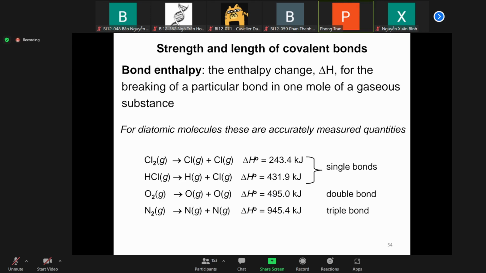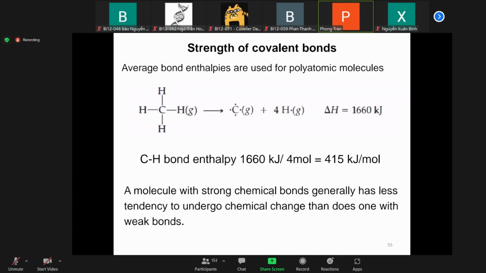So you see that the delta H, the bond enthalpy, always has a positive value because that represents the energy input, the energy you need to put inside the system to break the chemical bonding. It also means when you form, when you generate the chemical bond, it will release energy.